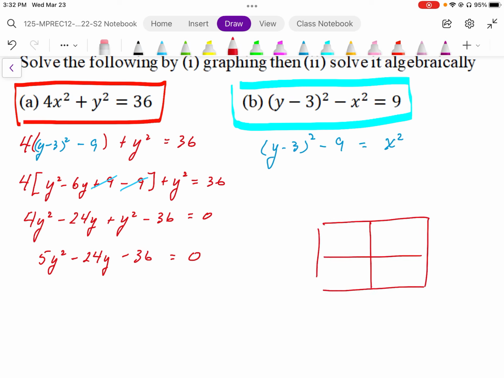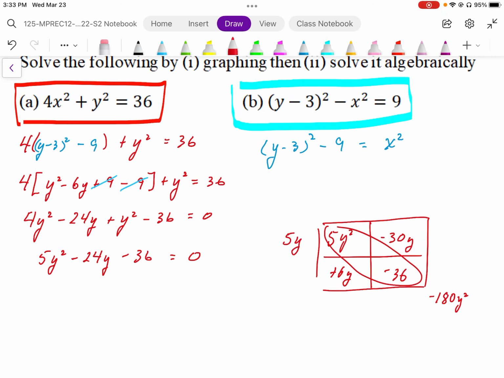So we're going to just set up the factors here. So 5y squared, negative 36. This diagonal is equal to negative 180y squared. So we're looking for two numbers that multiply to negative 180 and have a difference of 24. And that looks like it's going to be negative 30 and positive 6.